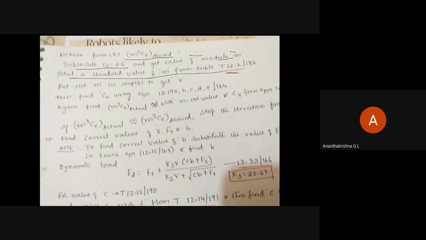Then, suppose I get some 3.6. The next standard value may be 4. So the standard value may be 4. Then go back to the step, for this value of m. Again go back to step number 5, that is surface velocity. We have surface velocity over here. Substitute the value of m over here, so you will get the value of V.